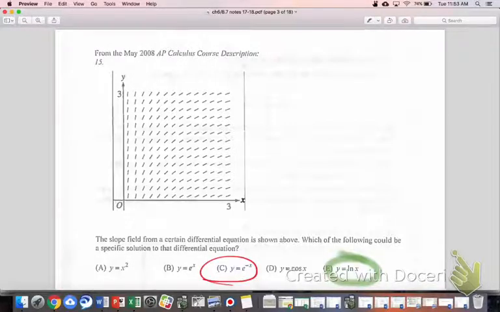E to the negative x looks like that. That sort of looks closer, but all the slopes on the slope field are positive, and all the slopes on that graph are negative, so that's definitely not it. Cosine of x looks like this. It would start here and drop down and do this. You can see that all the slopes totally don't match at all. And then finally, natural log's graph looks like this, and you can see that it actually does fit the slope field quite well. So from a graphical standpoint, we'd have to say that it's that. Okay.